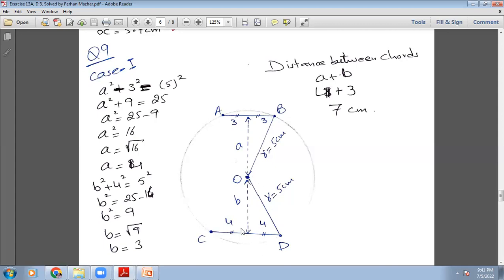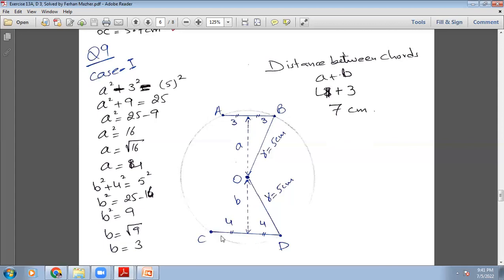The radius is 5. So apply the Pythagoras. You will have b square plus 4 square equals to 5 square, b square equals to 25 minus 16. So b square will be equals to 9. So b will be equals to square root 9 and b will be equals to 3. Now I know the value of the b, it is 3, the value of the a is 4. So the distance between both the chords in this case number 1 will be a plus b, so it will be 4 plus 3, and 7 centimeter.